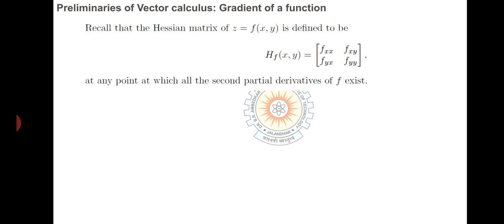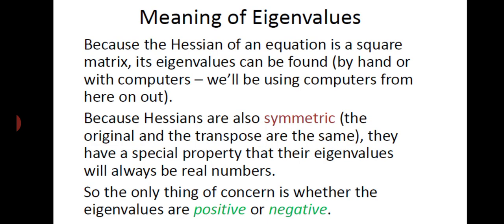When you find it, it becomes f_xx, f_xy, f_yx, f_yy. It means it is a symmetric matrix. Okay, it is the symmetric matrix. Now what is the meaning of this? Now you try to understand it.